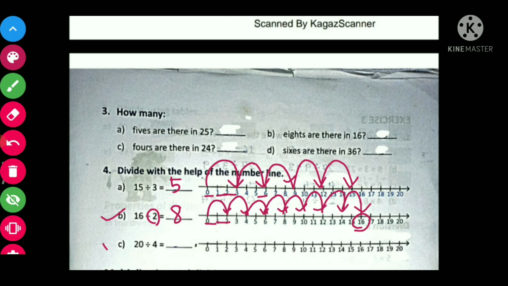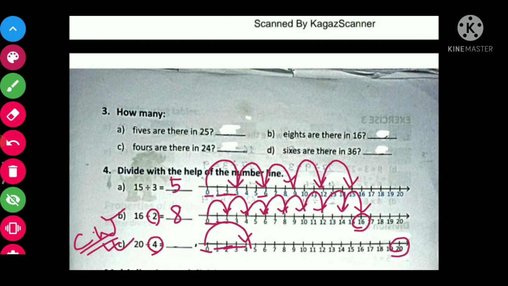So like this only you have to do C part in your classwork copy. Okay, so 4 steps, that means you need to first of all count till 4. 1, 2, 3 and 4. Then you have to take one big 4 step, like this, another big 4 step, and then you have to reach this 20. So just count the steps, total how many big steps. Okay, by taking the big steps you reach the number 20.